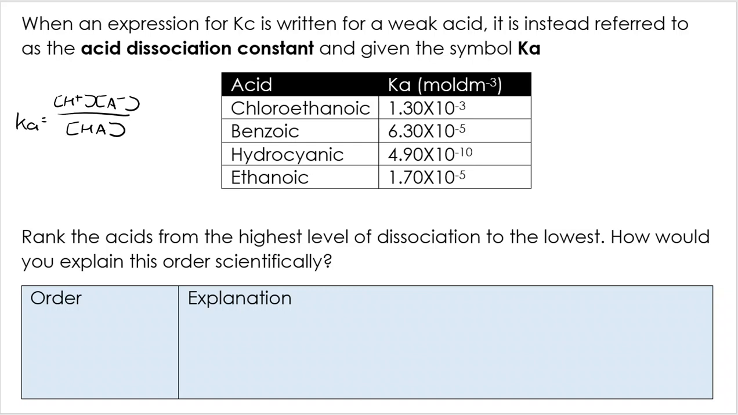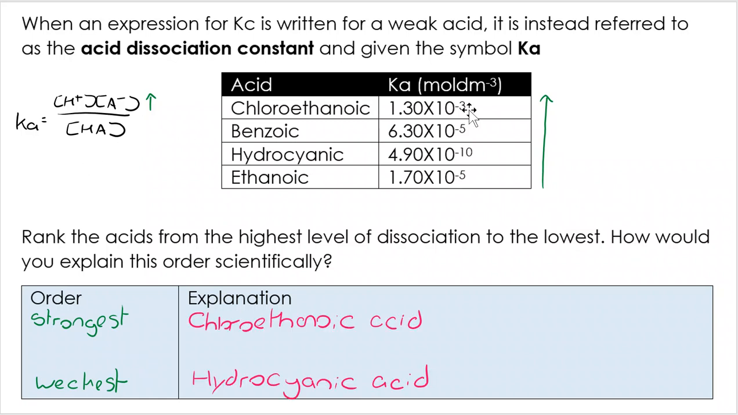Well, let's begin by once again writing out the expression. We've got Ka now, [H+][A-] over [HA]. Now, if we dissociate more, that means we're going to get more of the dissociated ions, and that means the number on the top line becomes bigger, the number on the bottom line becomes smaller. So the greater the dissociation, the greater the Ka value. So the strongest with the highest Ka value is chloroethanoic, 1.3 × 10^-3, and we have got hydrocyanic, much smaller, 4.9 × 10^-10, is our weakest, and the other two sit in between, and you can work out the order of all 4.